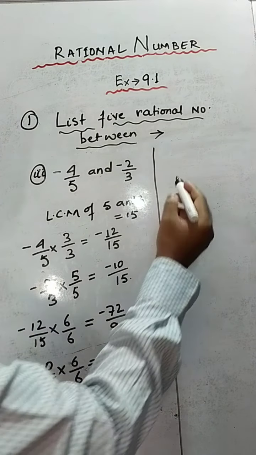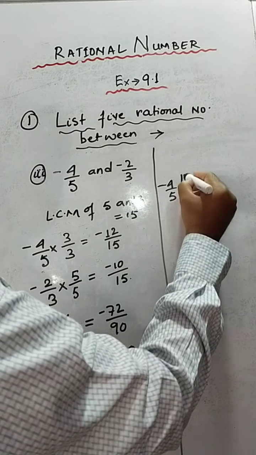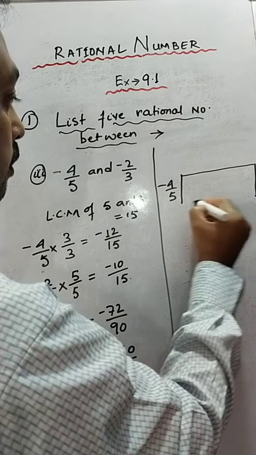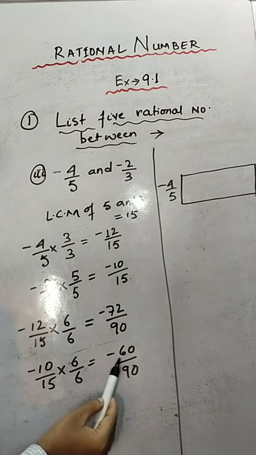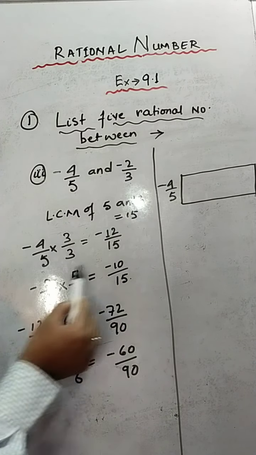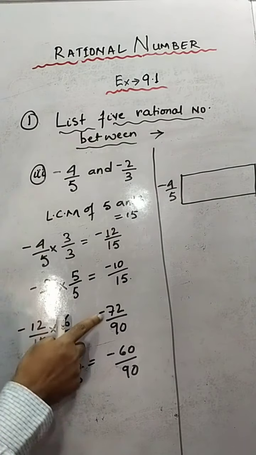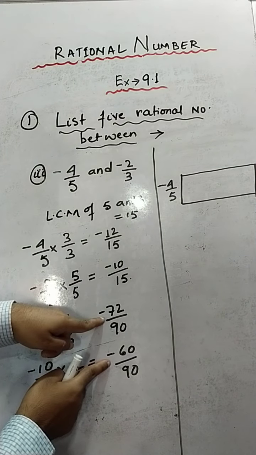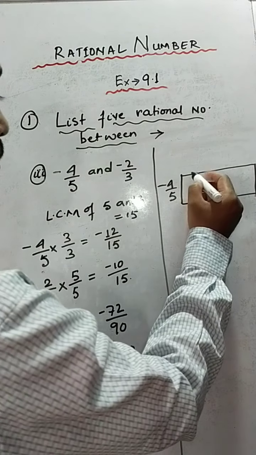And minus 12 by 15 we are getting from where? Minus 4 by 5. So what we have to write? Minus 4 by 5. Okay, so in between we have to write how many rational numbers? We have to write 5 rational numbers, and you see minus 60 by 90 we are getting from minus 10 by 15, and minus 10 by 15 we are getting from where? Minus 2 by 3, so we will write minus 2 by 3. Okay, now which number will come in between minus 72 and minus 60, students? Okay, so there are so many numbers to write, so just write it down.